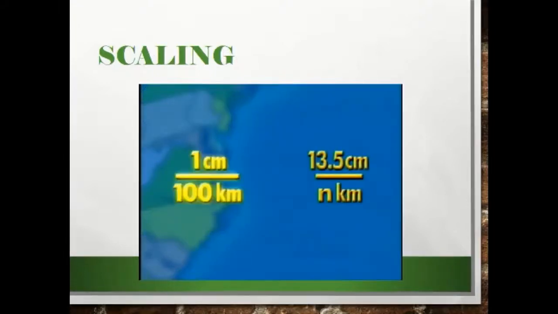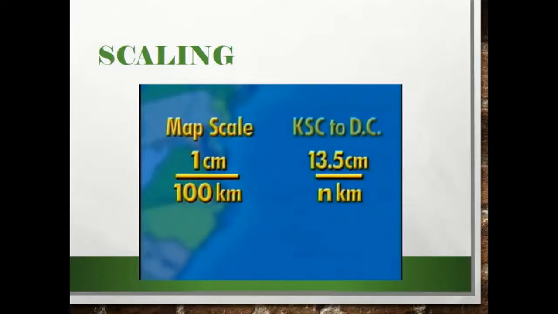The first ratio is the map scale, and the second ratio is the distance from Kennedy Space Center to Washington, D.C. Let's set these two ratios equal to each other. N represents the distance that we are trying to calculate. This proportion can be read as 1 centimeter is to 100 kilometers, as 13.5 centimeters is to n kilometers.